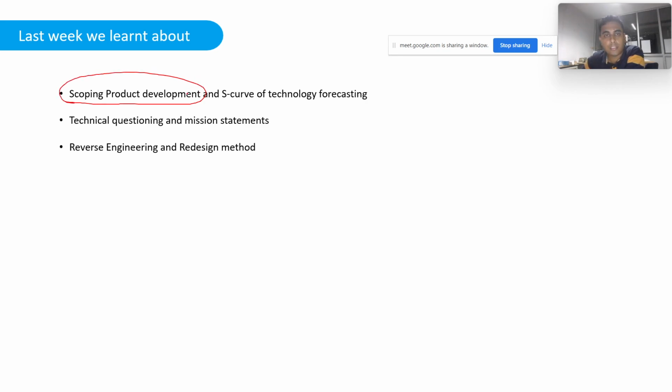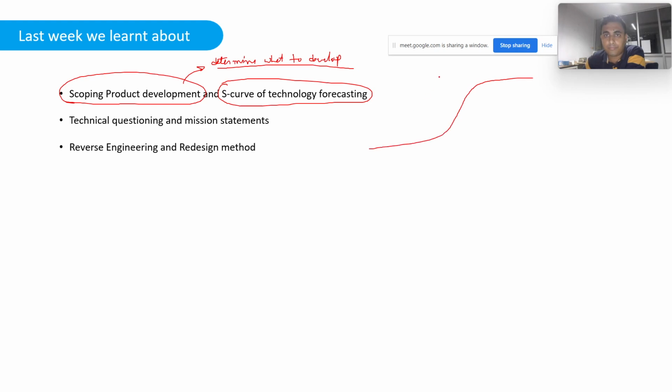So we discussed how a designer determines what to develop. Basically, a designer can come up with an original product or an adaptive product or a variant product. Okay, so those are three types of product we discussed in our first lecture. In the scoping phase, we actually determine what to develop, and this is all based on something known as S curve, which is basically a sigmoid function for defining the technology.